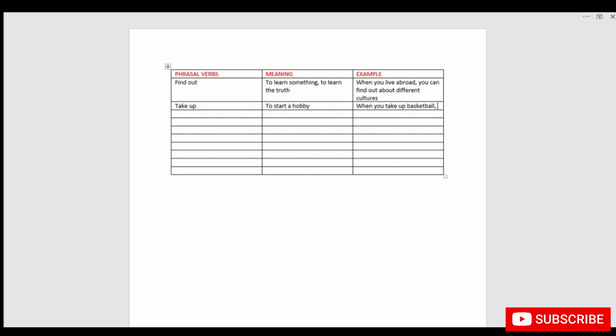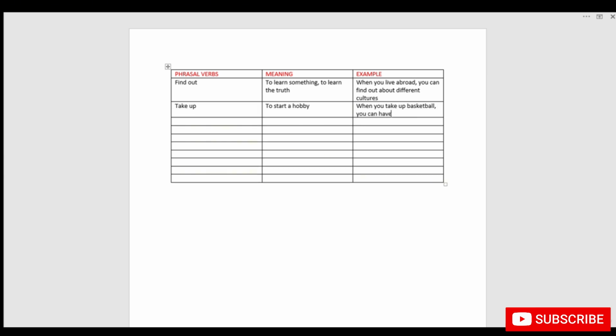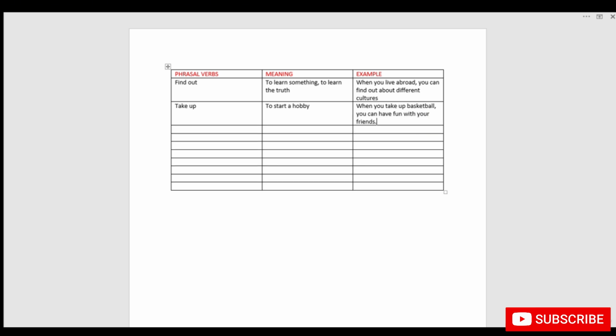So we are giving an example, and we can say when you take up basketball, you can have fun with your friends. And it develops your social skills as well. You can add that in your essay. Our next phrasal verb is give up, and it means to stop a bad habit.